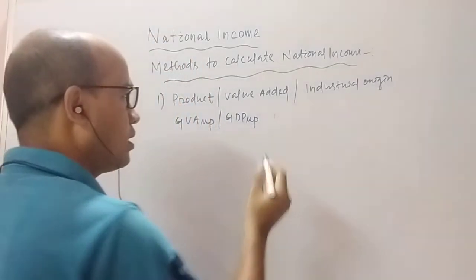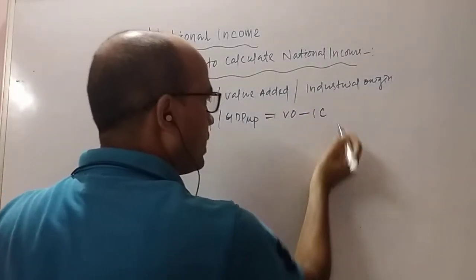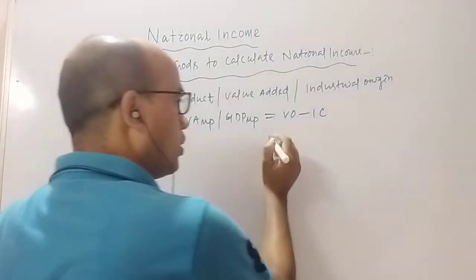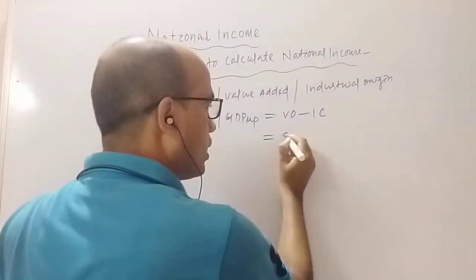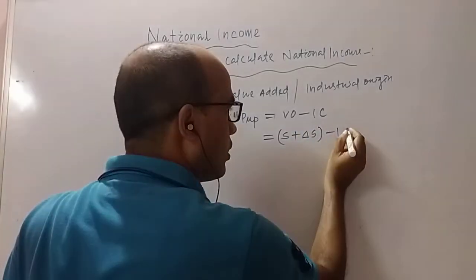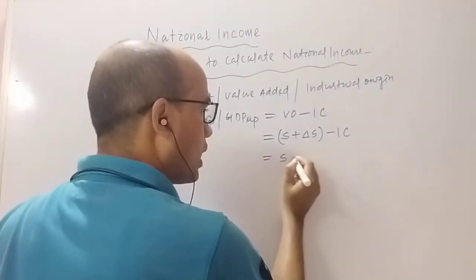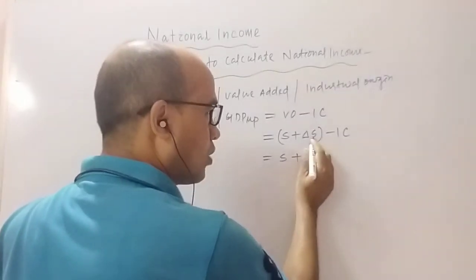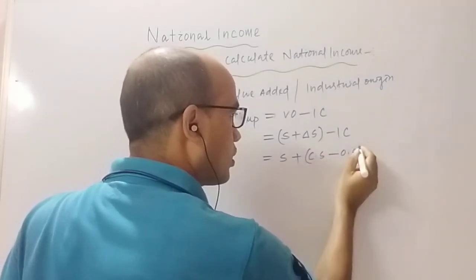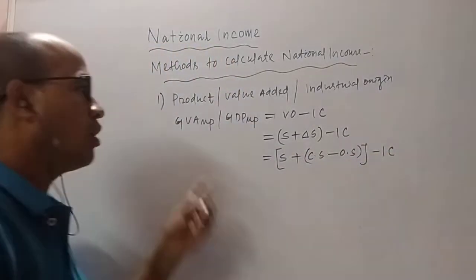How to calculate? The formula is value of output minus intermediate consumption. What are the components of value of output? Sales plus change in stock, minus intermediate consumption. Then, change in stock: how do we calculate it? Closing stock minus opening stock.